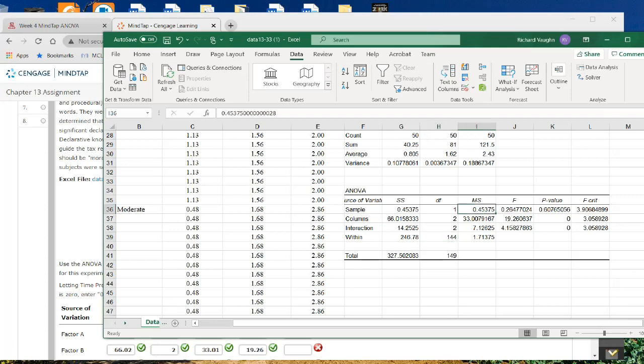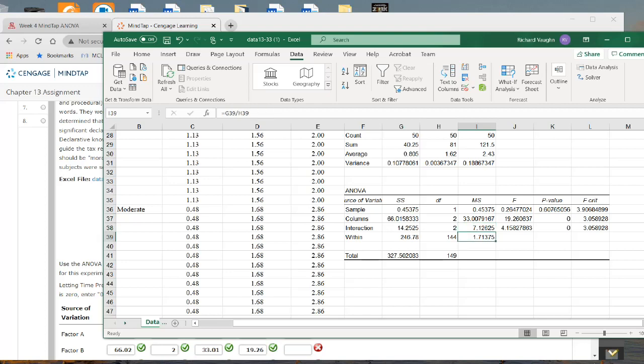Now, the mean squares is always going to be the sum of squares divided by the degrees of freedom. So this one you just divide. This one you just divide. This one you just divide. And then I can type in those numbers over here. And actually, I think these were all correct because these numbers turned out to be correct. And so these numbers were already correct.